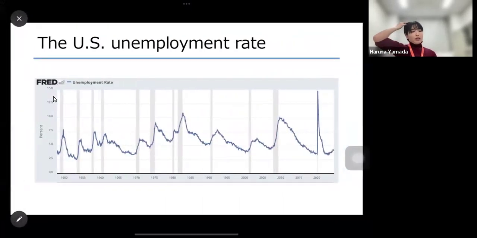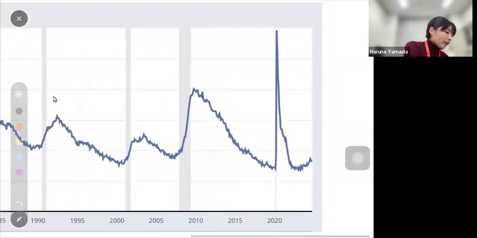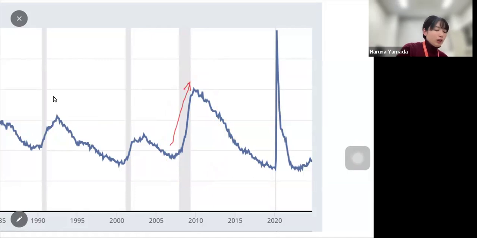Now let's check the unemployment rate. Okay, around here is the global financial crisis. So you can see that during the global financial crisis, the unemployment rate increased. Then it gradually went back to the normal level.